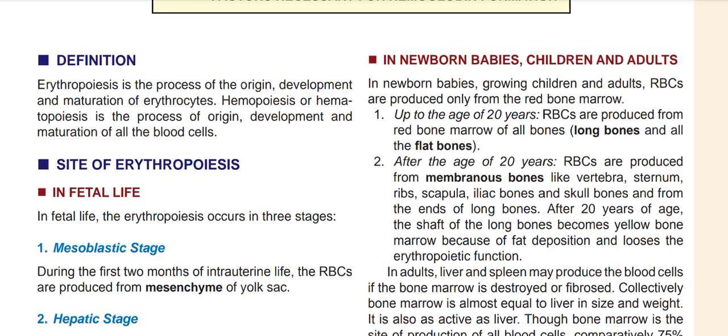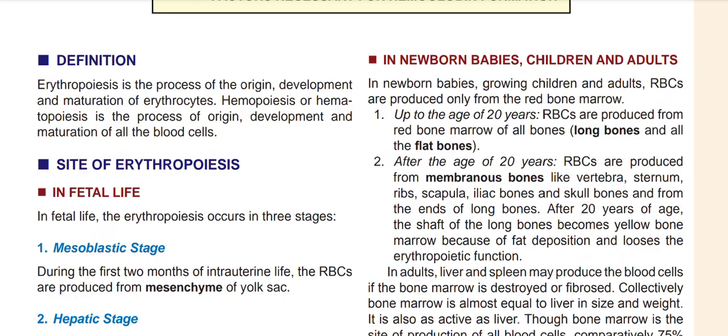Erythropoiesis is a process of the origin, development, and maturation of erythrocytes. So, what is erythropoiesis? Erythropoiesis is a process through which the origin, the development, and the maturation of erythrocyte or RBC occurs. Now, one more term is also available, that is hemopoiesis or hematopoiesis.